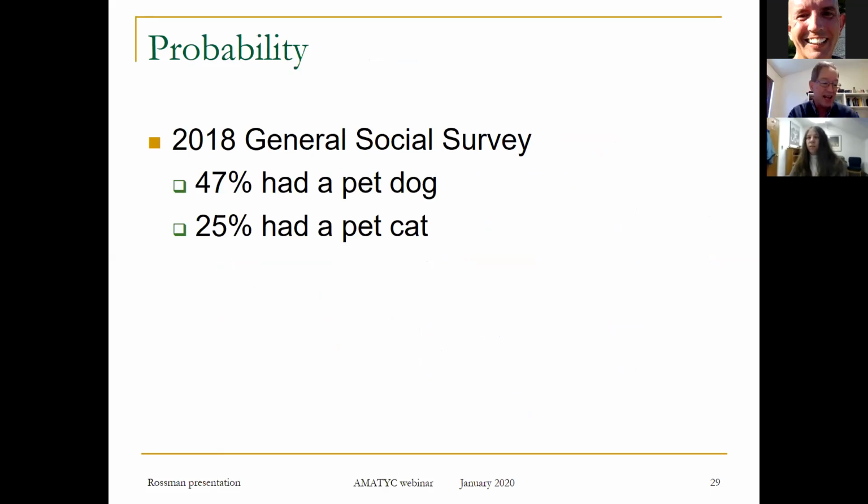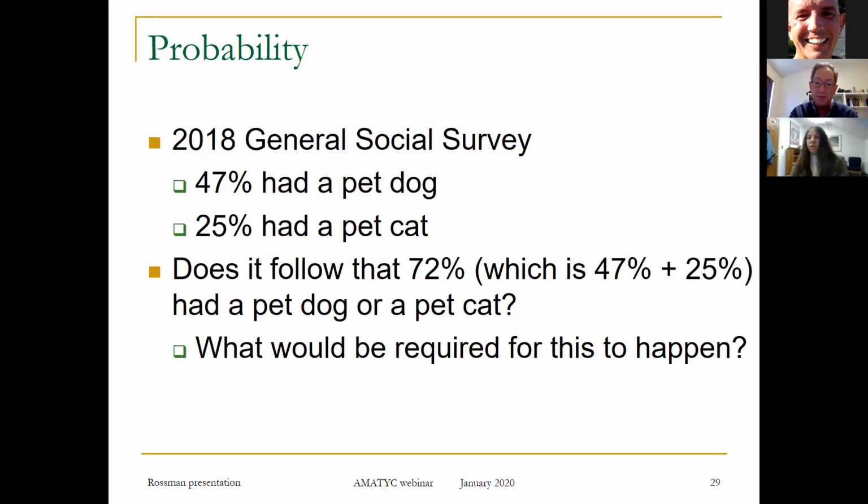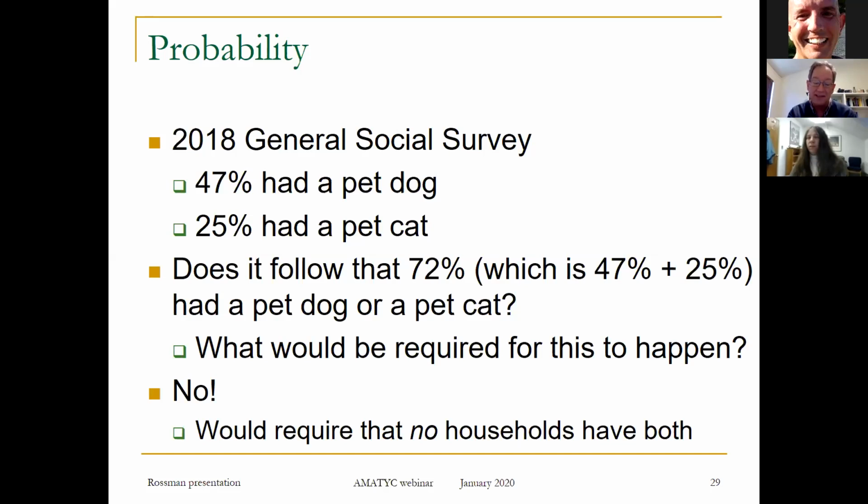I mentioned at the outset, I only have one probability question. Here it is. Here's real data from the 2018 General Social Survey, which found that 47% of American households surveyed said they have a pet dog, 25% have a pet cat. The question I asked students is, does this mean 72% have a pet dog or a pet cat? And of course, the answer is no. Why not? Because some households have both. This would only be true if no households have both dogs and cats. So only so much time today. Of course, I'm not going to show more probability questions.